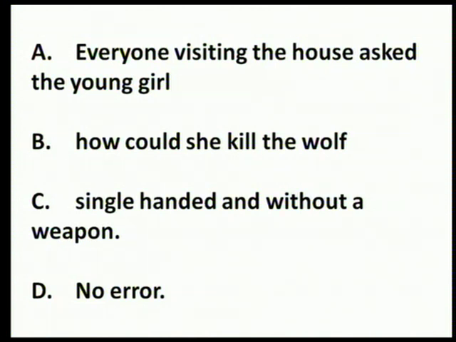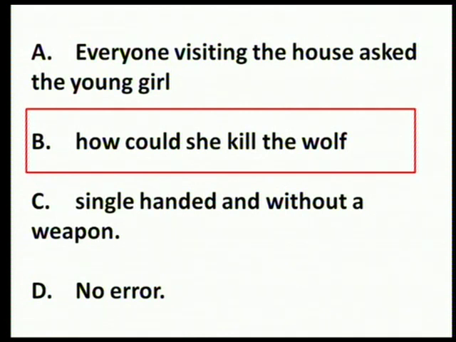Everyone visiting the house asked the young girl, how could she kill the wolf single-handed and without a weapon? This is fairly easy. You should be able to understand and identify where the error is. It's "how could she kill". Is that correct? Everyone visiting the house asked the young girl, how could she kill the wolf?